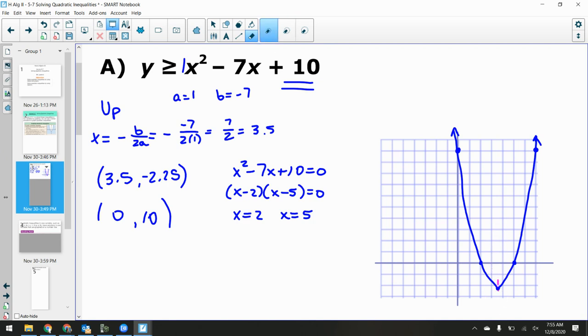That looks weird. Okay. And now I have to decide where to shade. That's the last piece of graphing an inequality. Where am I going to shade?